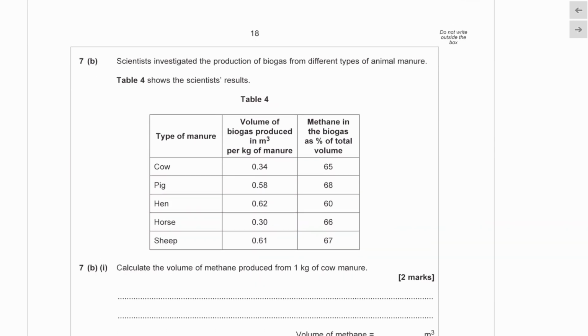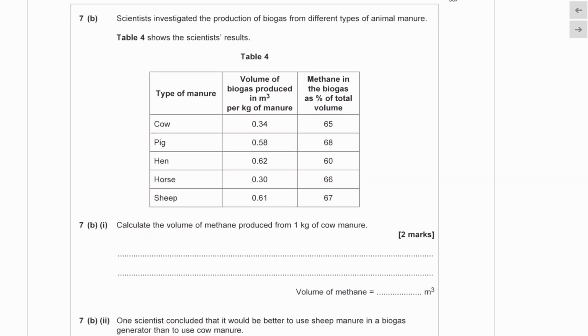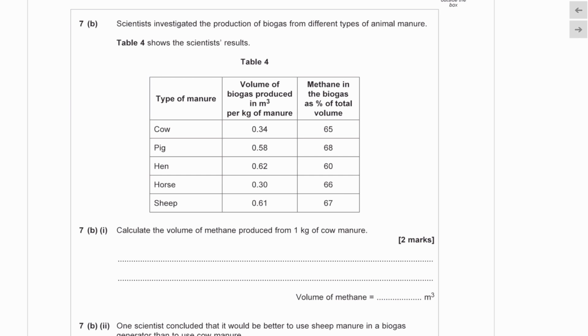So in 7b, it says that scientists investigated the production of biogas from different types of animal manure. Right, so you've got cow, pig, hen, horse, and sheep, and we have the results in this table. It says calculate the volume of methane produced from 1 kilogram of cow manure. Alright, so we need to have a look at the table. The first part tells us the volume of biogas produced in meters cubed per kilogram of manure, right? Now, this is the volume of gas produced, but we want the volume of methane produced.